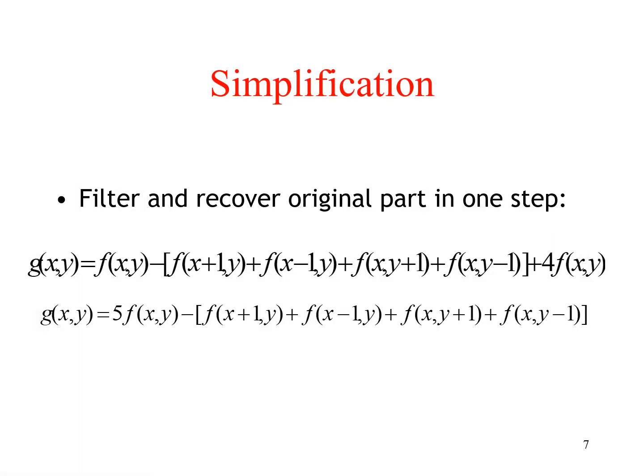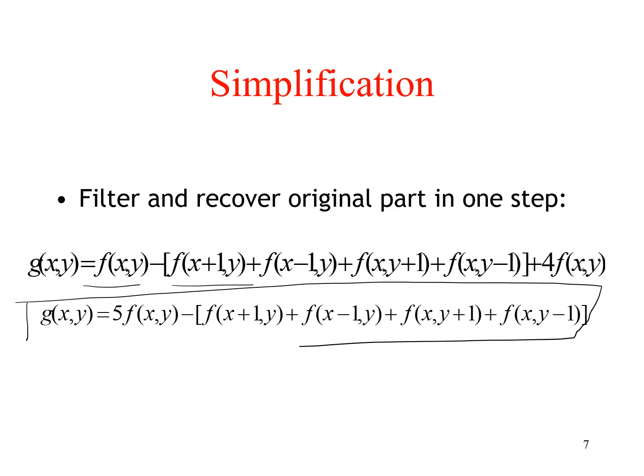Now you just add f of xy to the previous expression and you will get this. So I can represent this using a mask. What is this? F of x plus 1, f of x. You will get 1, 1, 1, 1 around and this will be 5.